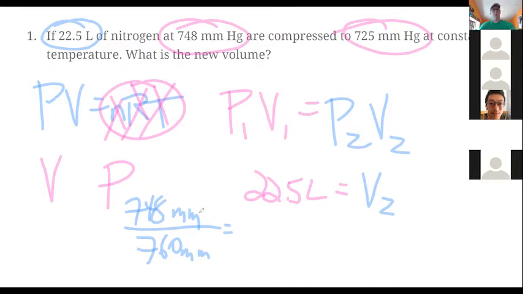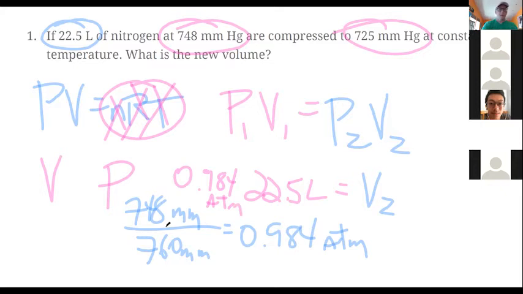These numbers are all going to be really close to 1. So 748 divided by 760 is 0.984 atmospheres. So that's our P1. P1 is 0.984 atmospheres. Now, what is our P2? What is the second pressure?